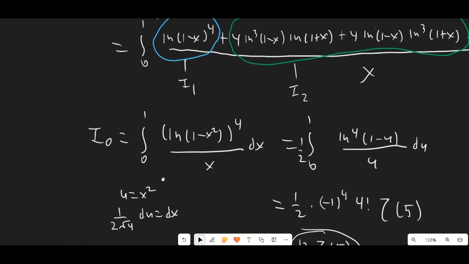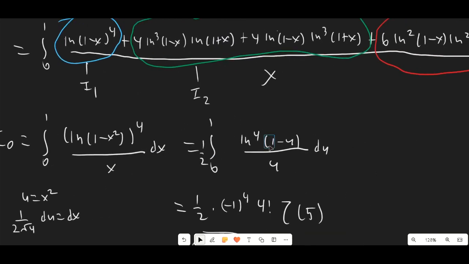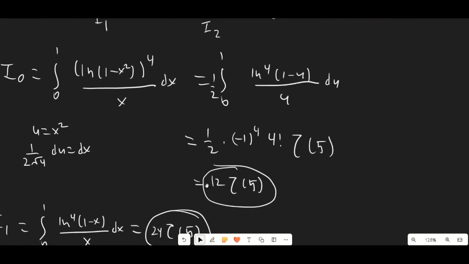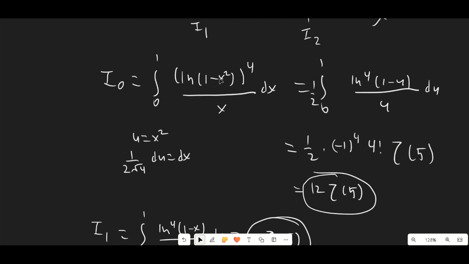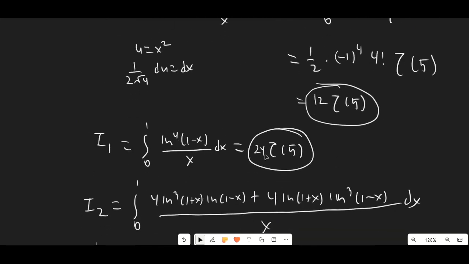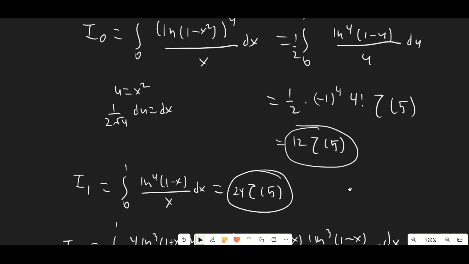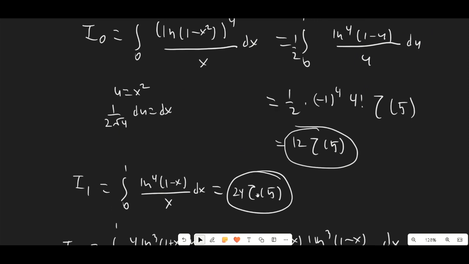So for I naught, notice that we have this nice little natural log of 1 minus x squared, which is a lot easier to deal with than natural log of 1 minus x times natural log of 1 plus x. And so all we have to do here is substitute u equals x squared, and we end up with this nice expression. And then using the formula that we derived at the beginning, we arrive at the fact that this integral is just equal to 12 zeta of 5. Then I1 is almost the same exact integral, it's just missing that squared, and so we end up just getting 24 zeta of 5, just using the same exact formula.